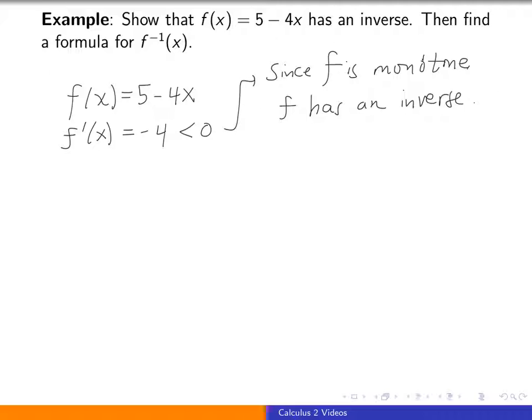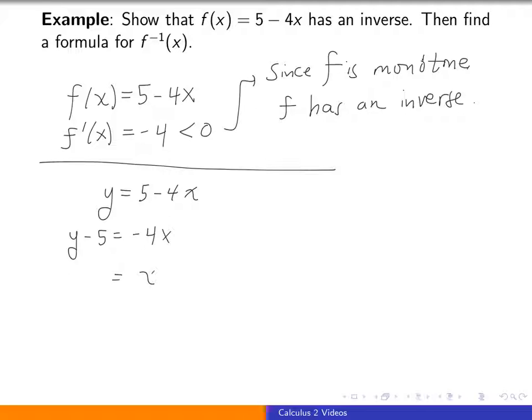And since we know that f has an inverse, we technically should be able to find it. And this is really kind of an old idea from pre-calculus, but let me remind you how this works. We write down y equals our function, and what an inverse is doing is undoing the function. So undoing the function, I want to go from y equals a function of x to instead x equals a function of y. So what I'm going to do is isolate x. So we have y minus 5 equals minus 4x. And if we divide by minus 4, we have that x is equal to 5/4 minus 1/4 y.